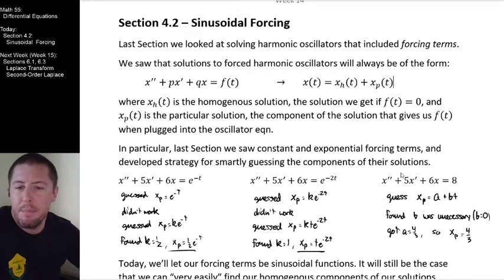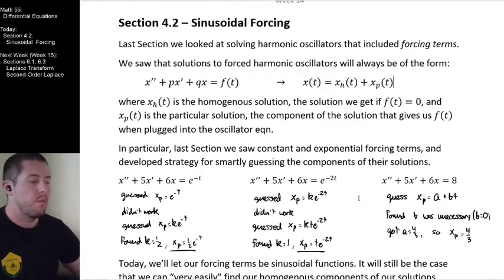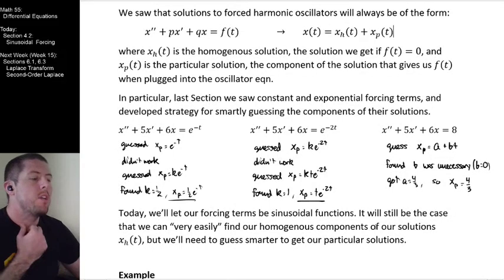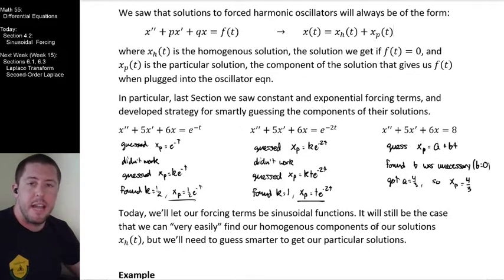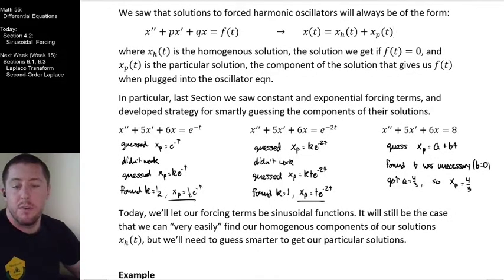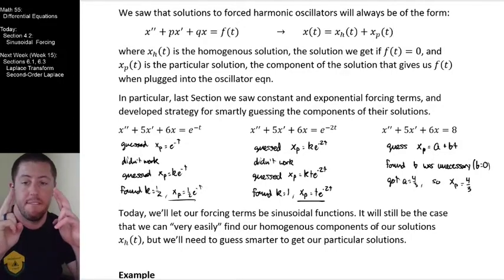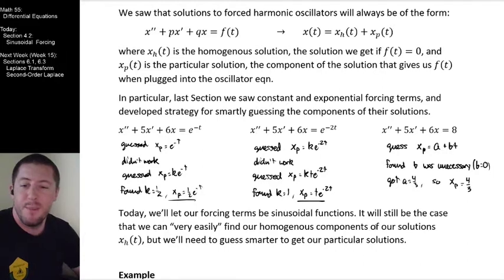So we can see that that particular solution does actually work out in this case right there. So hopefully what you're aware of, based on the title of this section, is that today we're going to let our forcing functions be sinusoidal functions. It'll still be the case that we can very easily find our homogeneous components of our solutions, but we'll need to make smarter guesses to get our particular solutions. So we're going to actually do some more real math with this one today.